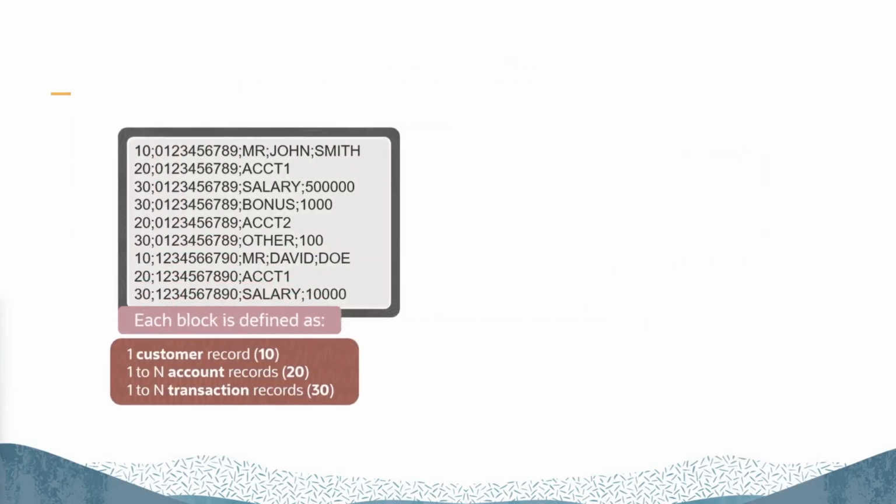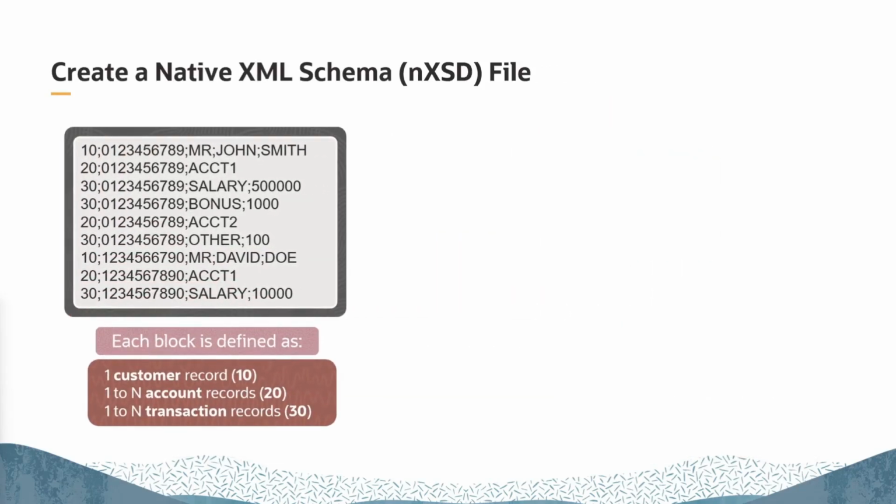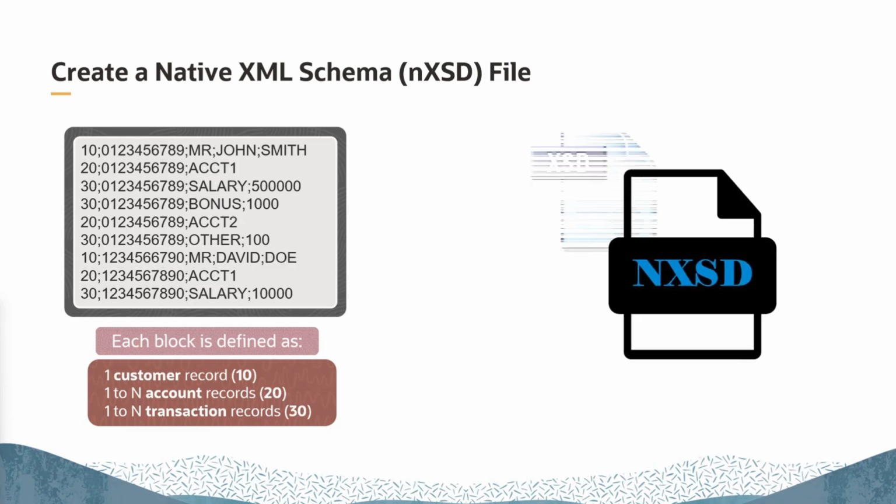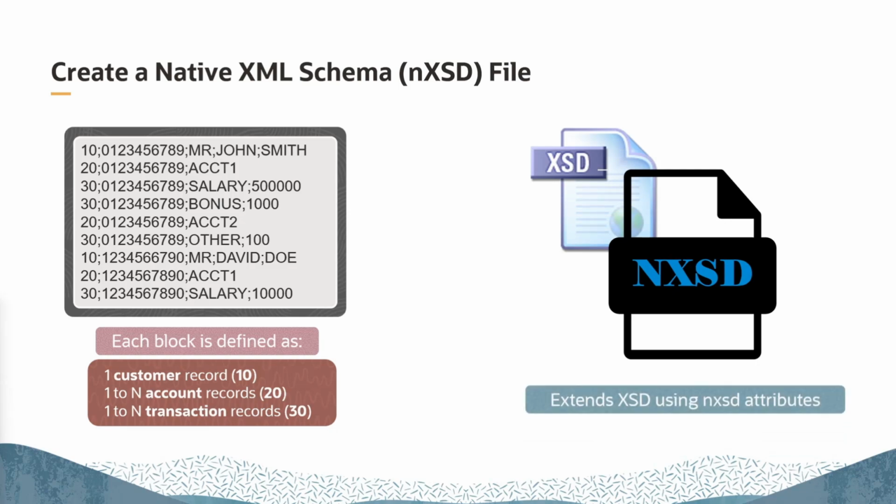Well, the solution is for someone to create a native XML schema file based on that sample file while applying the native file content definitions. This NXSD format extends the standard XSD format through the use of NXSD attributes. And since the XSD standard allows for extra attributes with their own namespaces, an NXSD file is a valid XML schema, which you'll be able to use in OIC, but more on that later.